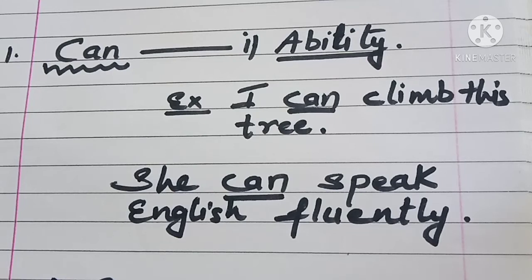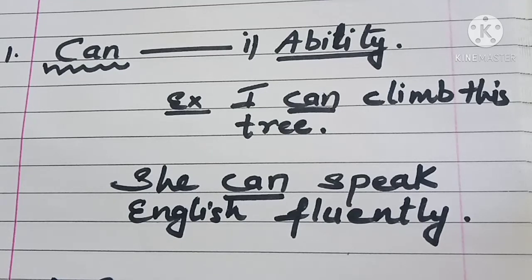Now we have some examples. The first example is, I can climb this tree. Now remember that in this sentence climb is the main verb, but before that we have used the modal auxiliary can. So by using can, the speaker wants to say that he has the ability to climb this tree. So here the modal auxiliary can expresses ability to do something.